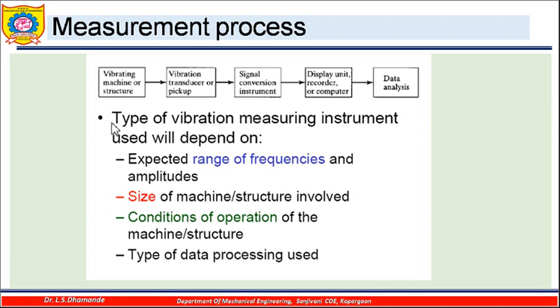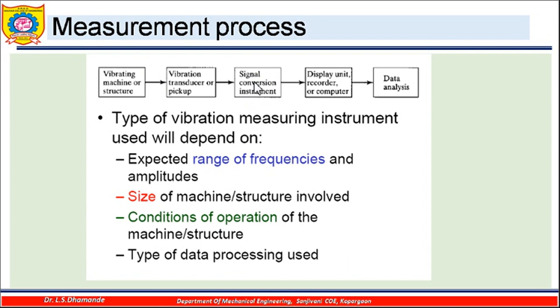If you see this block diagram, the first block shows the vibrating machine or structure. Initially we have some machine with us and we are going to use a transducer or a pickup. We mount this vibration transducer or pickup over the machine, so whatever vibrations are there on the machine will be transferred to this transducer. This transducer will be receiving those vibrations in mechanical form and converting them into an electrical signal.